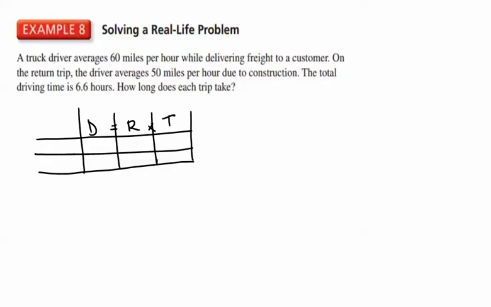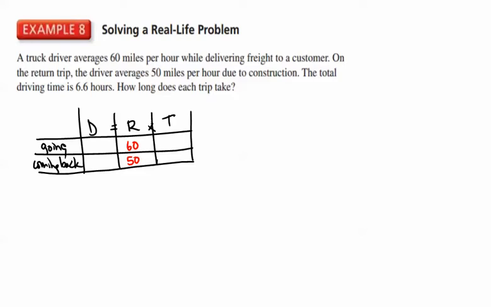And so going and coming back. So the first row is going to be going and coming back in the second row. Now let's see what we do know. We do know that going, he drove 60 miles per hour. Coming back, 50 miles per hour. Now we only know that the total driving time was 6.6 hours.